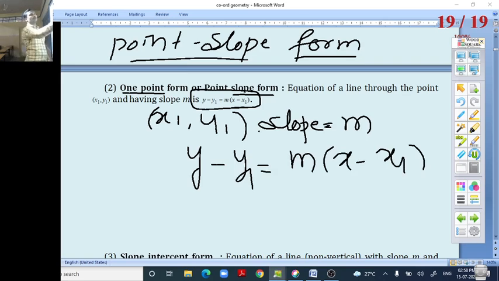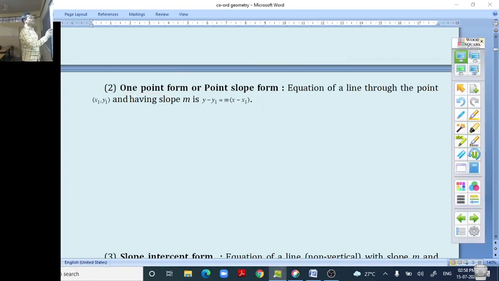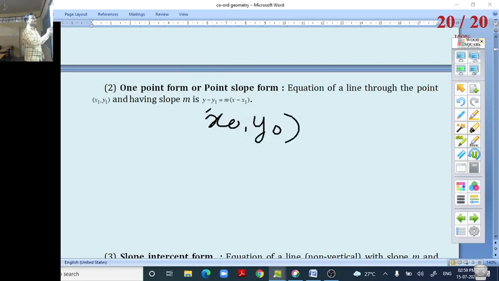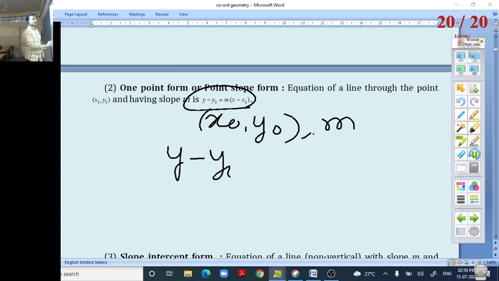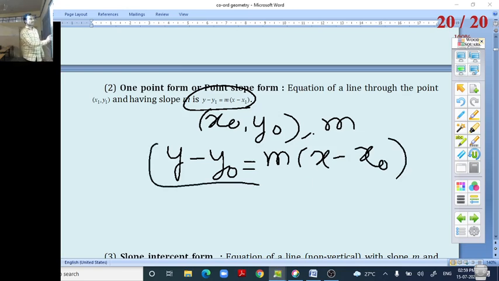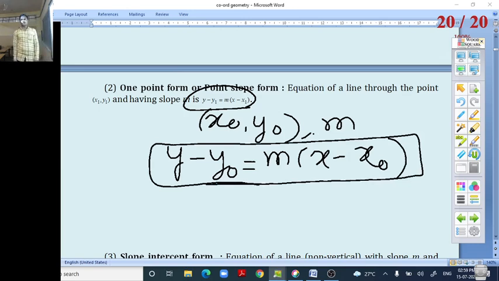In some cases we will also consider the point as x0, y0. Sometimes in some books it is given as x0, y0, and the slope is m. In this case, the equation becomes y minus y0 equals m into x minus x0. So actually we have studied by taking the points like x0, y0. So y minus y0 equals m into x minus x0 is the point-slope form of the equation of a line. This is the point and this is the slope.